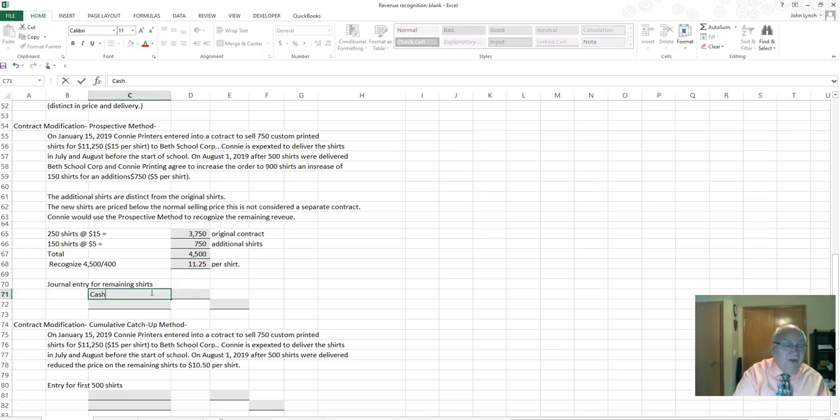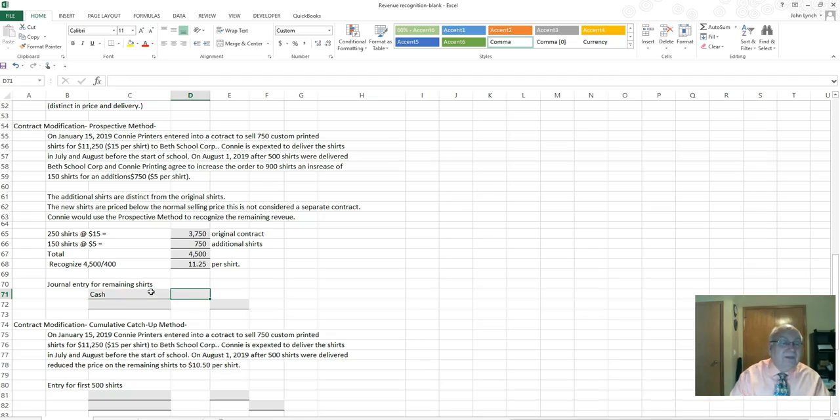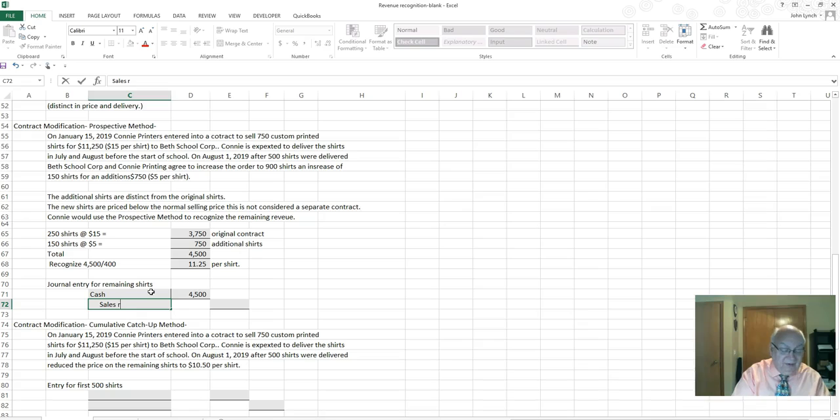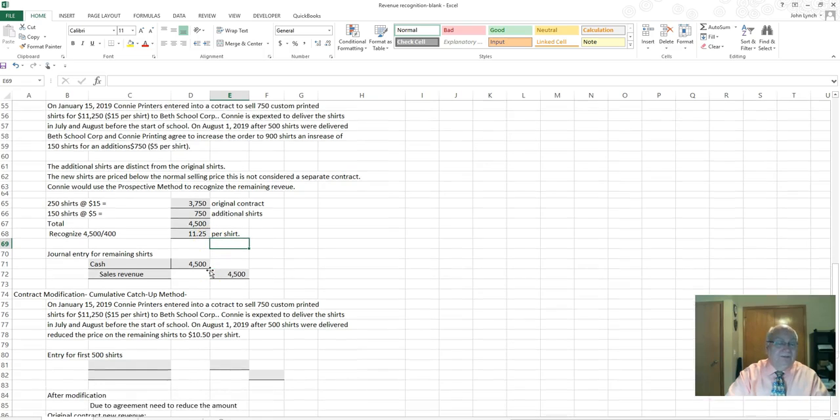So as we deliver the shirts, we deliver all 400 of them. It would be cash for 400 times 11.25, and sales revenue. Now I use cash, like I said, but it could be accounts receivable, just like we did before, for $4,500. Okay, this is the prospectus approach. We modify the value that we have left. So it's $11.25 a shirt instead of $15 a shirt.